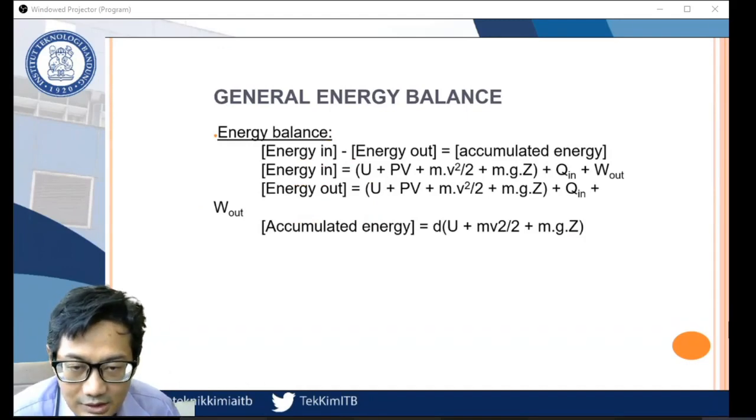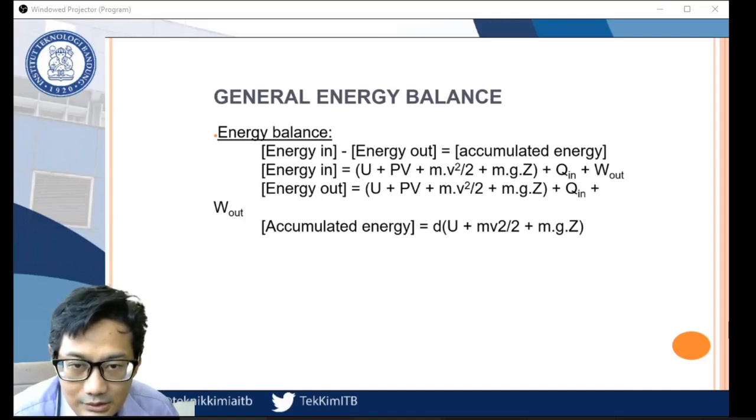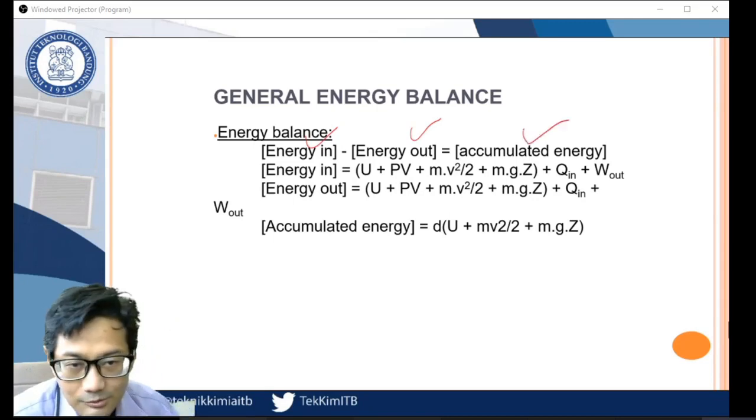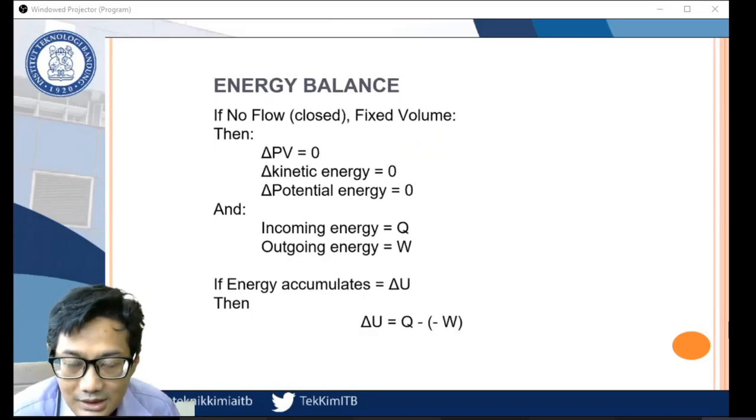In general energy balance, most of you should have learned from the heat and mass balance course. I don't know, maybe Bu Penia teaches this course, if I'm not mistaken. I'm pretty sure you're aware of this energy balance: basically, energy in minus energy out equals accumulated energy. So I will not discuss this in detail. What I want to discuss is the concept of delta U.